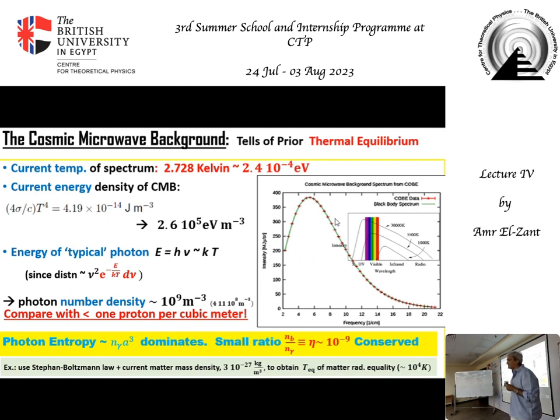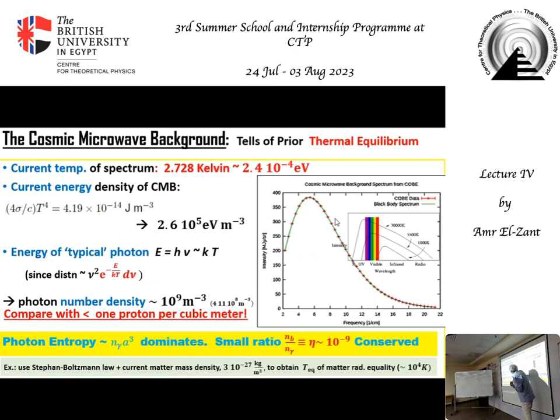So what is black body radiation? It follows Stefan's law, Stefan-Boltzmann, I forgot. Anyway, Stefan's law. It follows T to the 4, and this is its energy density, which is about 2.6 times 10 to the 5 electron volts per meter cubed, where T is the temperature in electron volts.